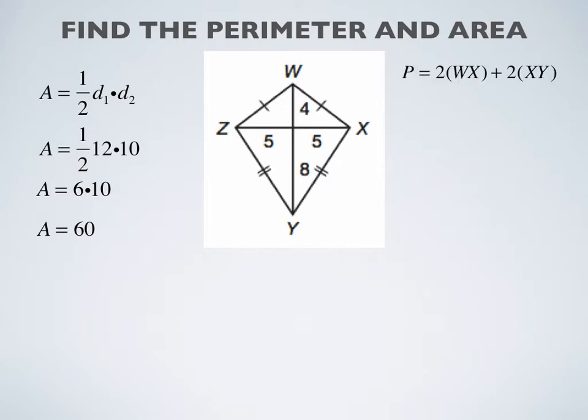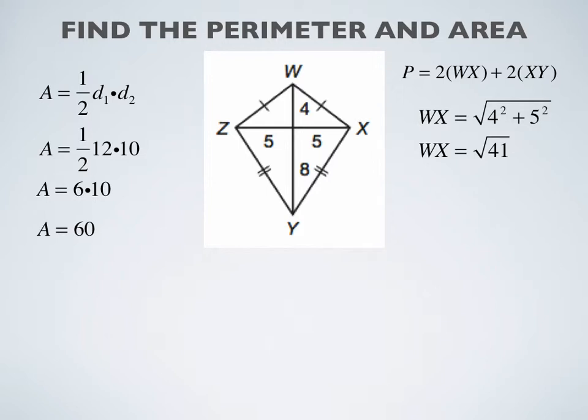Now the perimeter of the kite, you can use 2 times WX plus 2 times XY because those consecutive sides are congruent. But to find WX, you need the Pythagorean theorem, and so it's the square root of 4 squared plus 5 squared, or the square root of 41.